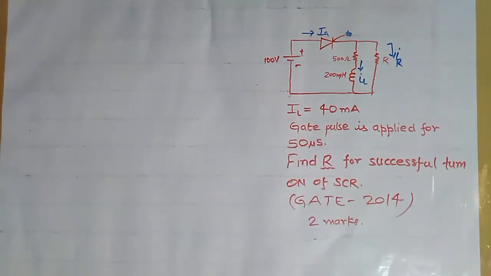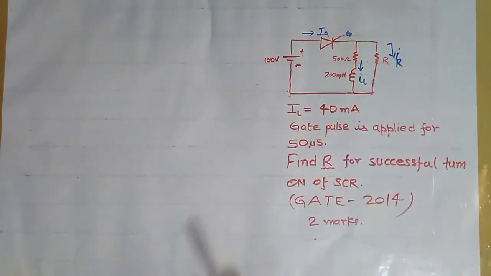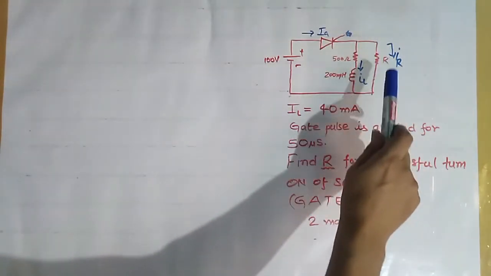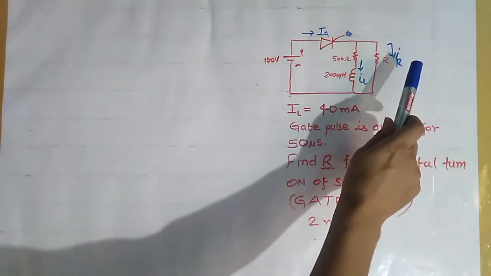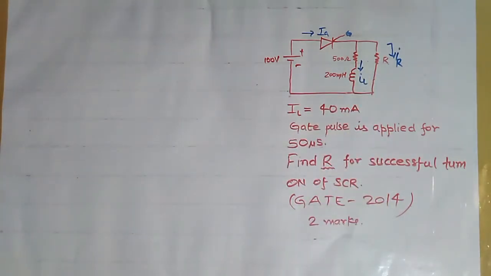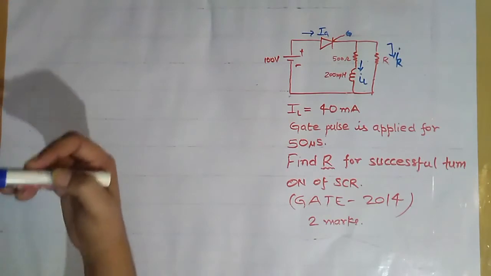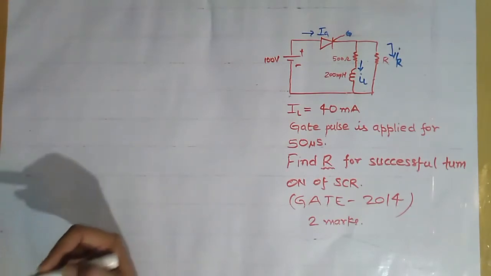Here we have assumed the current through SCR is IA, current through inductor is IL, and current through this resistor is IR, and we know that anode current is the sum of this inductor current and this resistive current. Here the inductor current is time varying, so first we have to find the value of inductor current. To find it, we will use the concept of network theory.